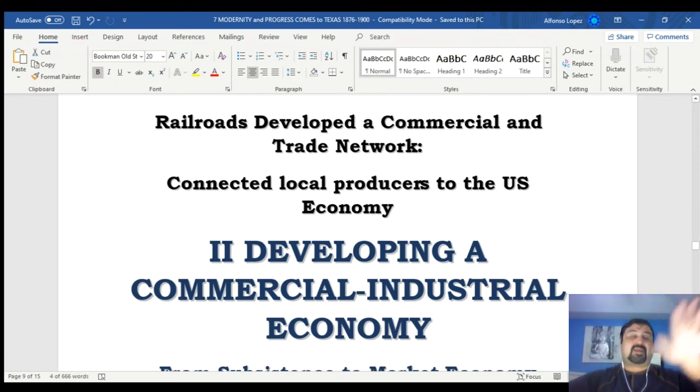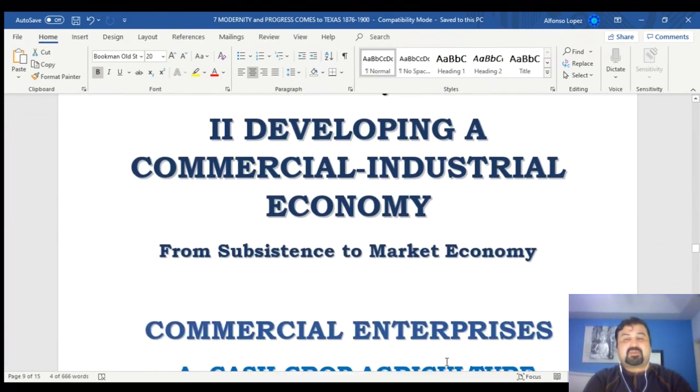We were mentioning the meat packaging plants, the slaughterhouses, something we're going to talk about down the line here. Okay, so again, the idea is you want to connect the local producers to the U.S. economy and also to the foreign economy. So the railroad is really facilitating that. Okay, so it's extremely important, and this is the first stepping stone for this process of change, this process of transformation.